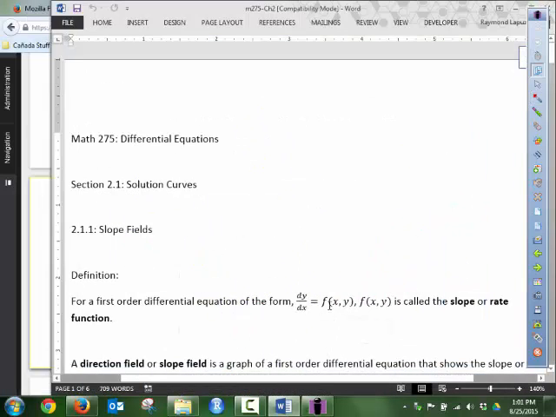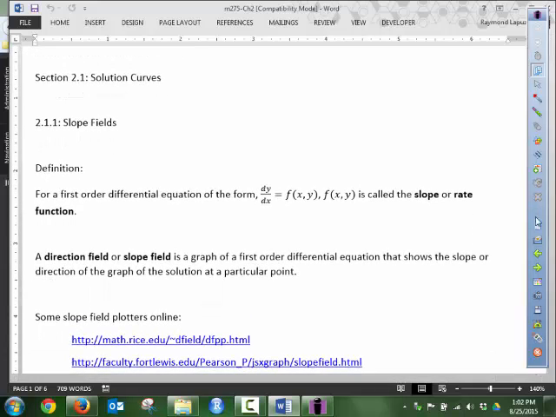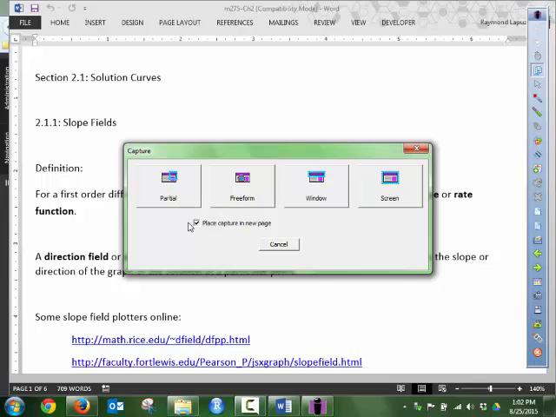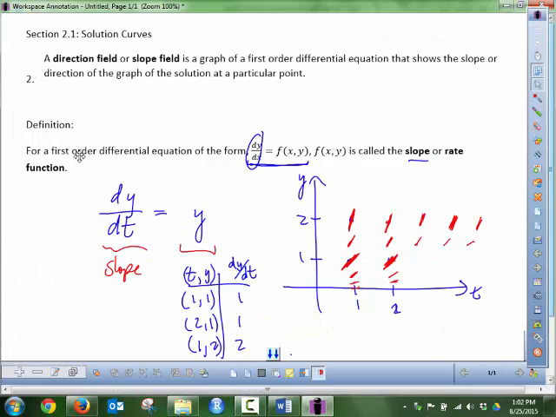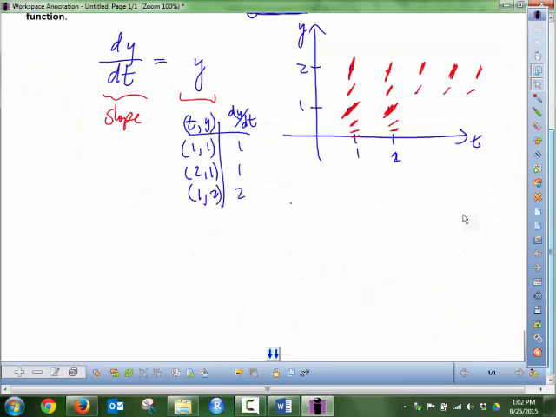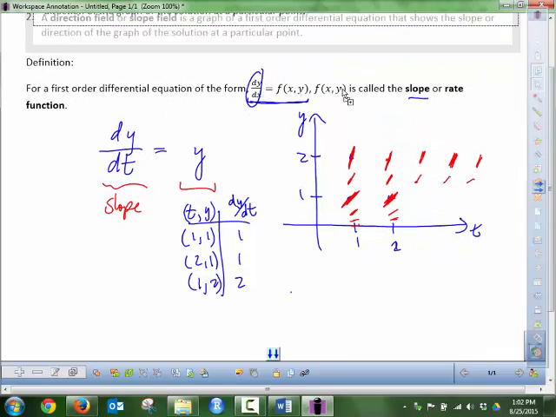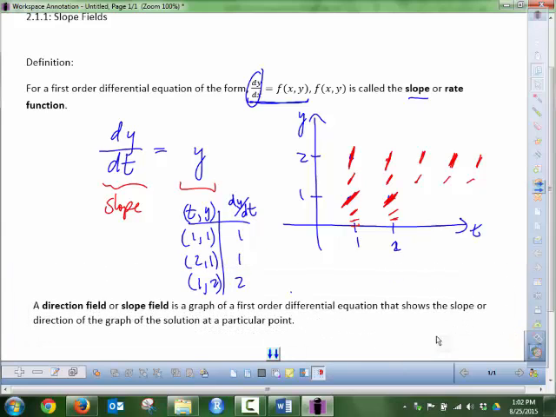So let's actually take a look at, wait, there's another definition here, a direction field. It gives a specific direction. This is the actual definition of the... I can't bring it down lower. There it goes. All right. Yeah, so this is the formal definition of a slope field.